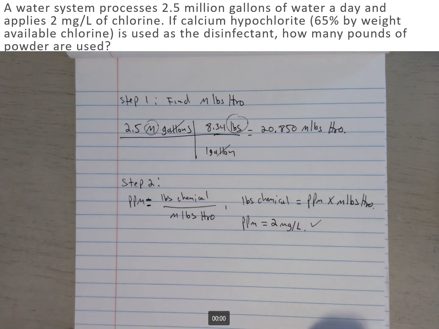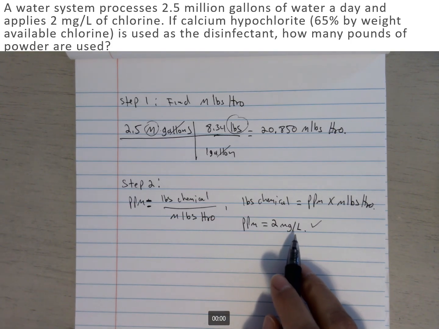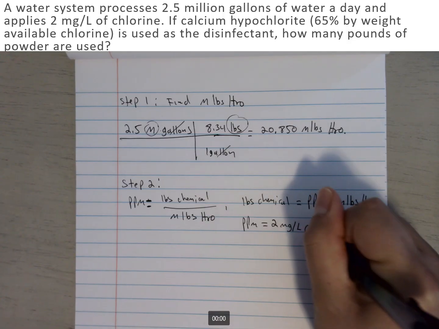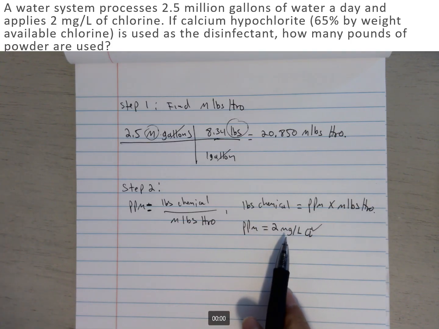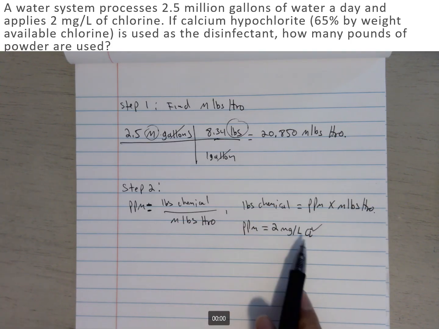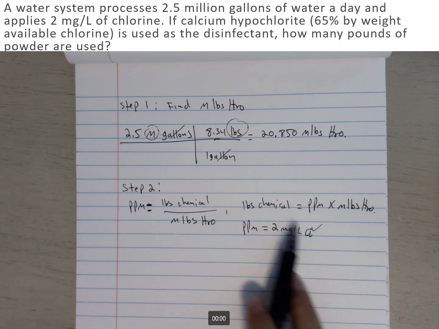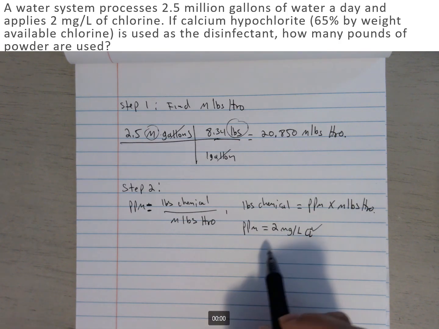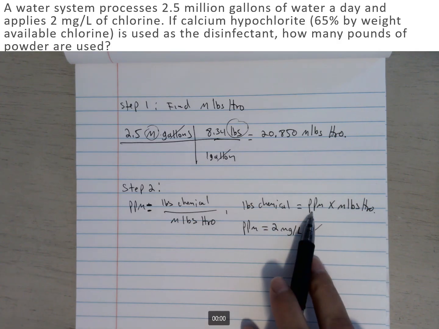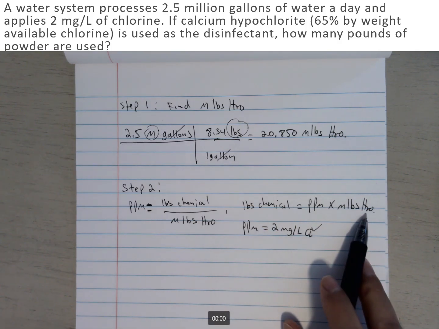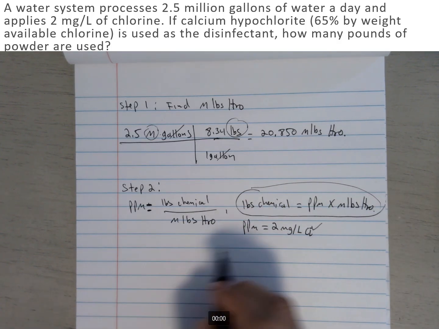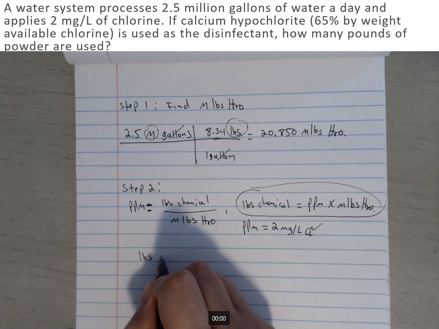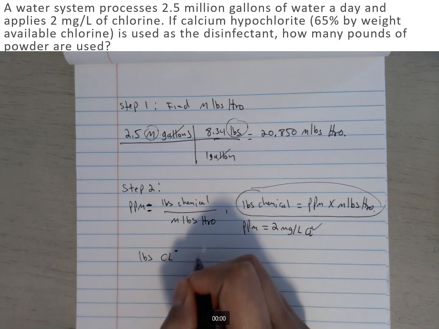So now that's 2 milligrams per liter of pure chlorine ion. So the next step we have to do is find how many pounds of chlorine ion I need to achieve this concentration. So the form of the equation I want to use, since I already have parts per million and I already have my million pounds of water, is going to be this one. Our pounds of chemical will be pounds of pure chlorine.